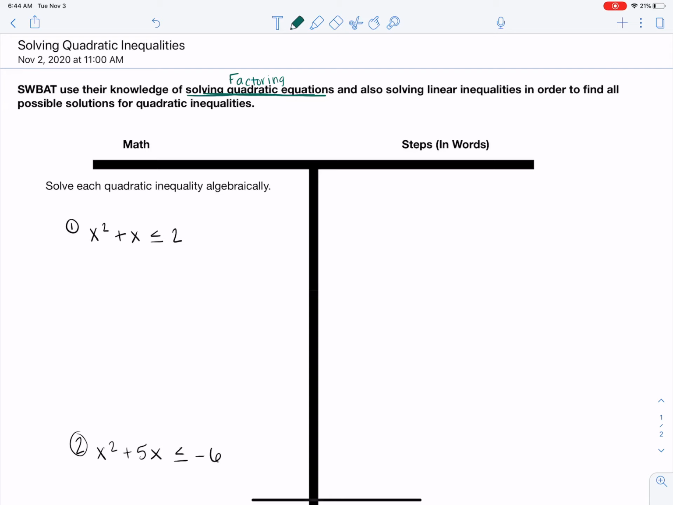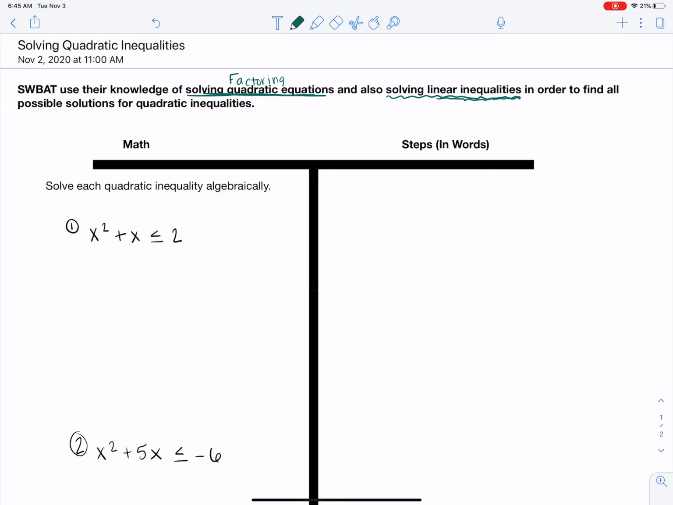We're also going to use our knowledge of solving linear inequalities. We did linear inequalities, but it's been a while. So we're just going to take those two things that we know and put them together in order to find the solutions for quadratic inequalities. So you're not really doing anything brand new mathematically today. You're just putting two things that you know together and following some new steps.